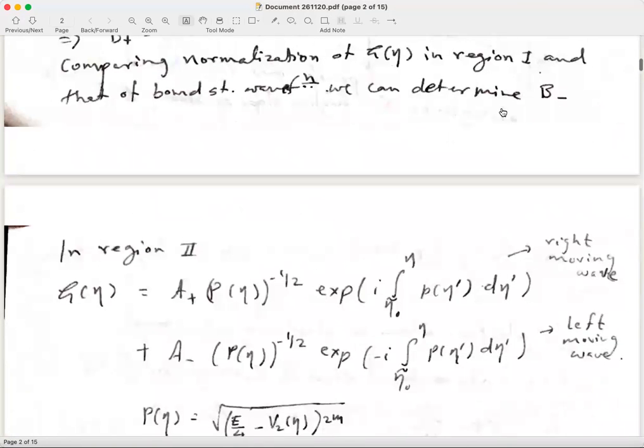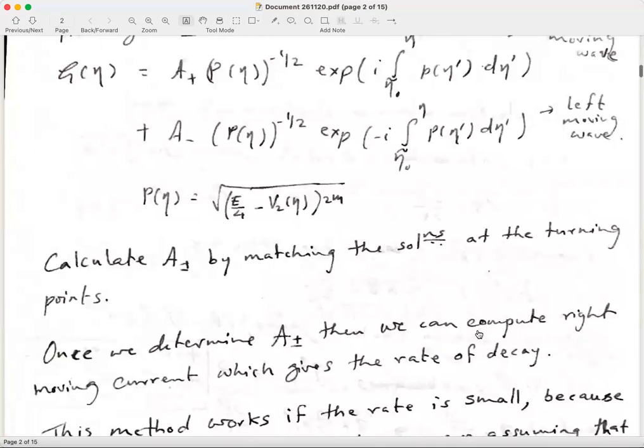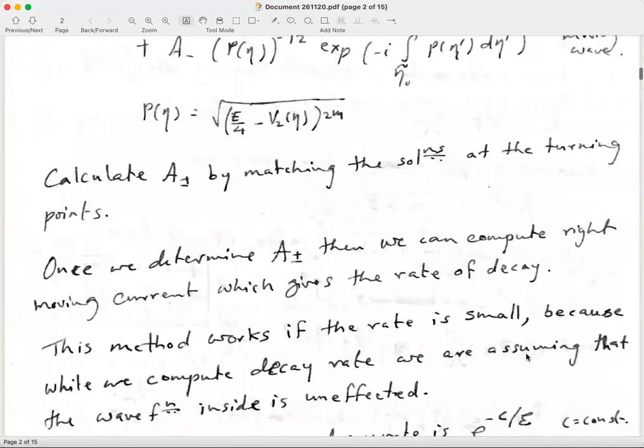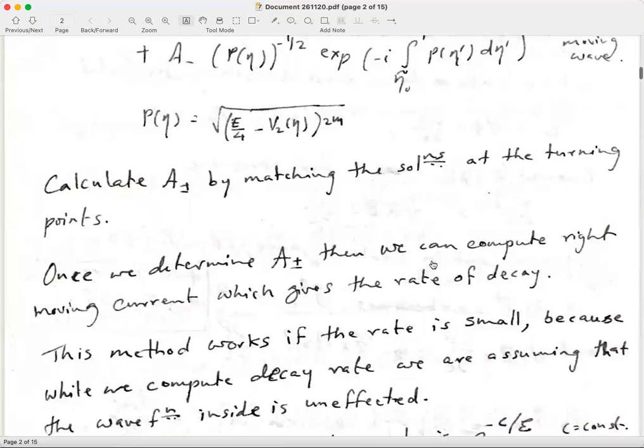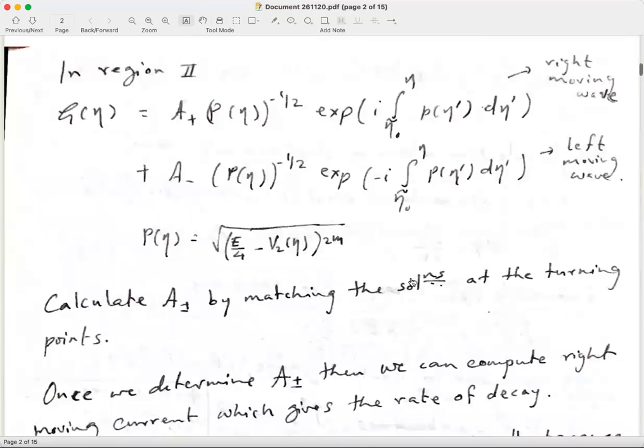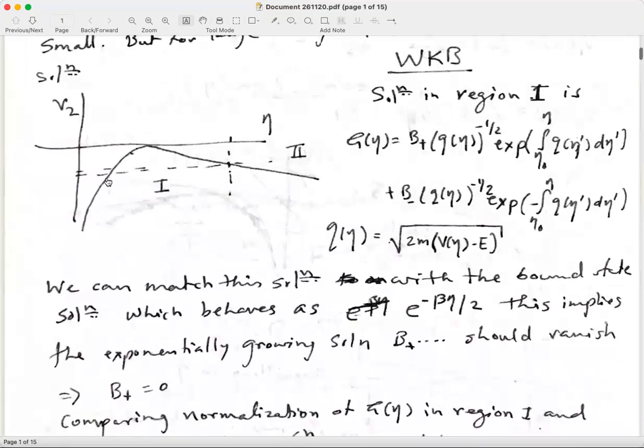Okay, so what we want to do is to compute the right moving current, which would give us the rate of decay. Now the point is that this entire method would work provided we have this decay rate being very small. Why? Because if the decay rate is large, then a lot of things would go wrong. First thing that would go wrong is that if the decay rate is very large, then most likely the potential is going just a little above the energy and turning around. There's only a small gap, or rather a small barrier.